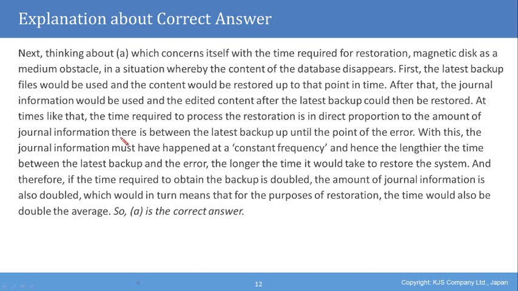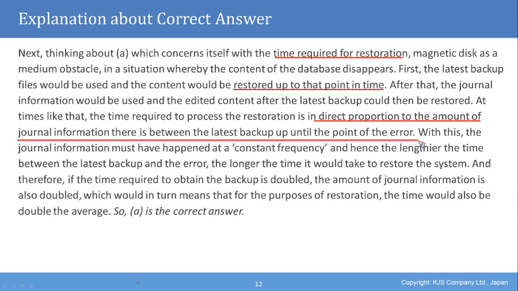Now, finally, to complete the picture, we'll look at option A, which concerns itself with the time required for restoration. Magnetic disk as a medium obstacle in a situation whereby the content of the database disappears. First, the latest backup files would be used and the content would be restored up to that point in time. After that, the journal information would be used and the edited content after the latest backup could then be restored. At times like that, the time required to process the restoration is in direct proportion to the amount of journal information there is between the latest backup until the point of the error.